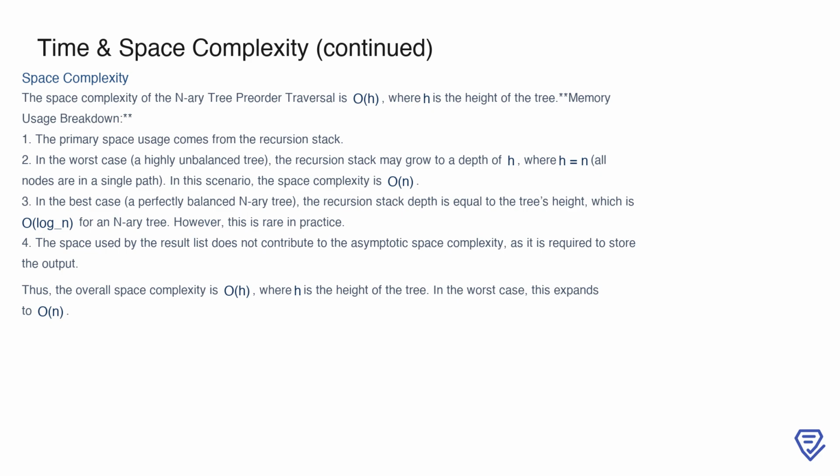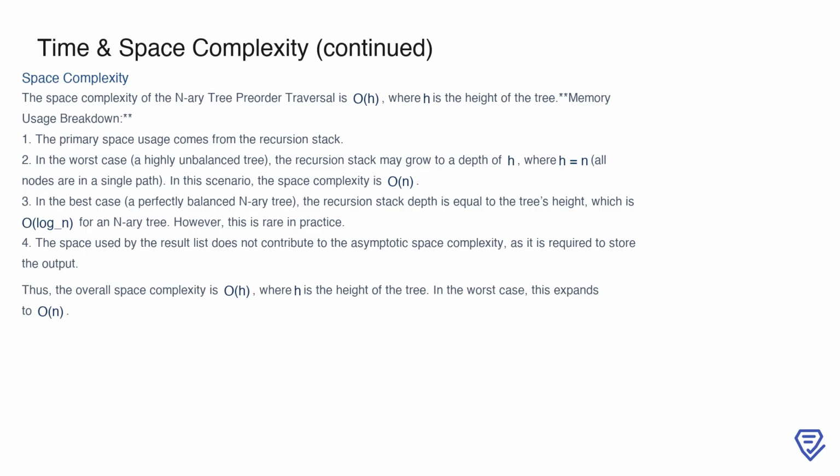On the other hand, in the best-case scenario, such as with a perfectly balanced N-ary tree, the recursion stack's depth corresponds to the height of the tree, which can be as small as O(log_n). However, perfectly balanced trees are rare in practice. It's important to note that while the result list also requires memory to store the output, it does not contribute to the asymptotic space complexity since it is necessary for the final result.